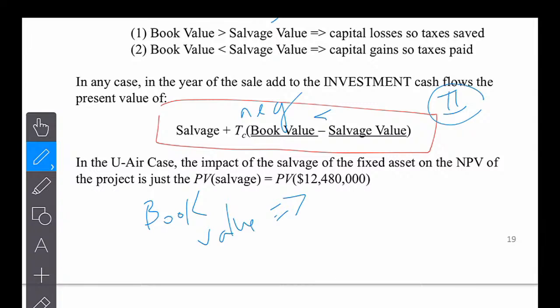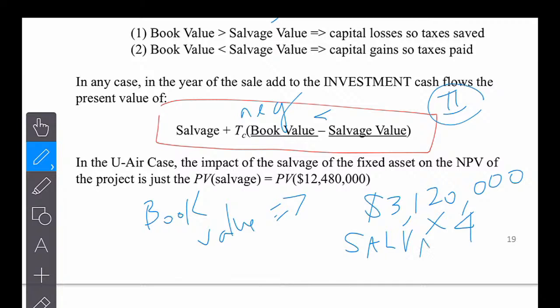Well, what was the salvage we estimated? We estimated a salvage, or we were told to estimate a salvage of $3,120,000 for each plane. We'll multiply that by 4, and you see that the salvage is identical to the book value. This is the same number.